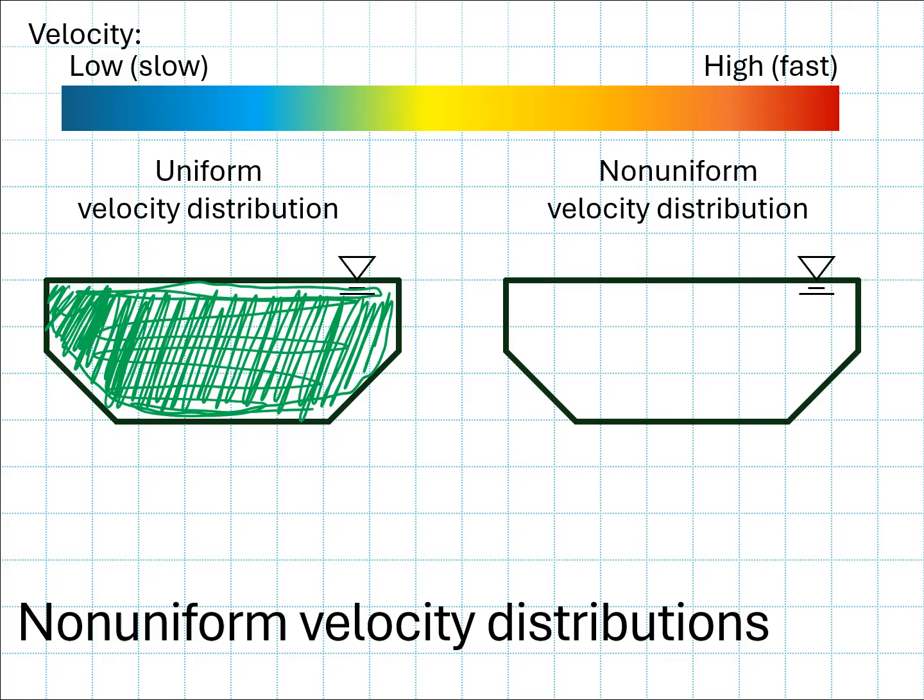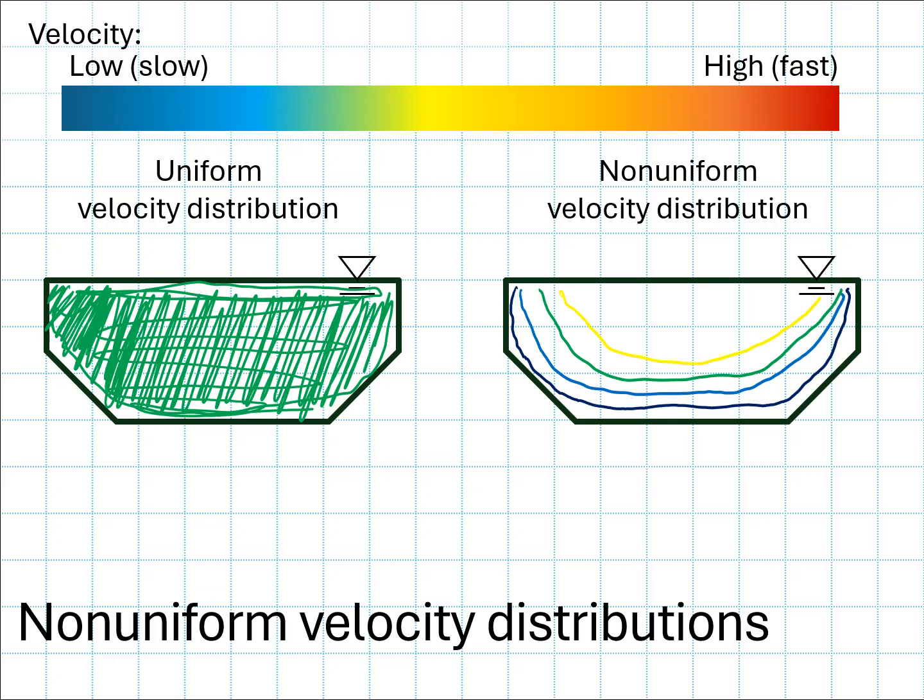On the right-hand side, now I'm going to draw a non-uniform velocity distribution, and now I'm going to need more than one color because a non-uniform velocity means that it's going to vary across the channel. So I'm going to use multiple colors to indicate that variation of velocity. And how do I know where to put what color? How do I know where the flow is going to be slow and where it's going to be faster?